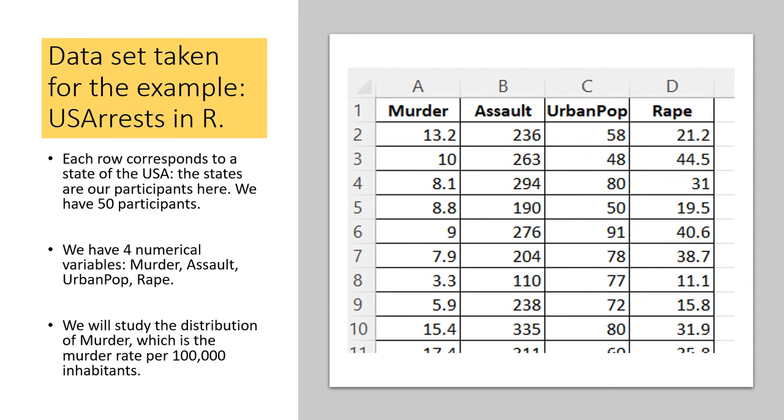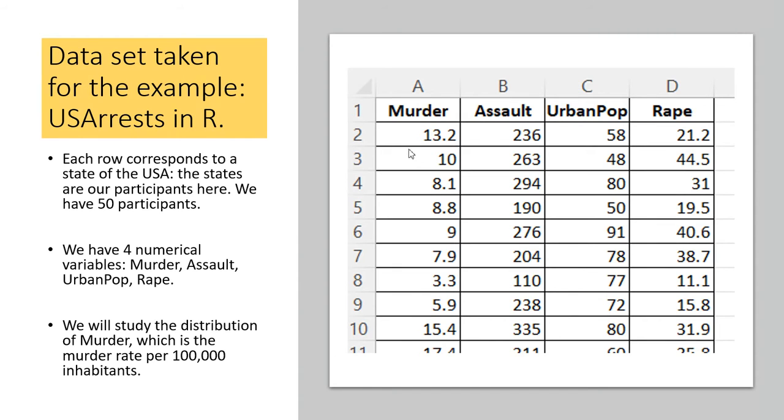So first data set. We start by first seeing this data set. It's US arrests in R. And basically, these are variables about crimes in the 50, 52 states of the USA. I don't remember if there are 50 or 52, sorry for this.